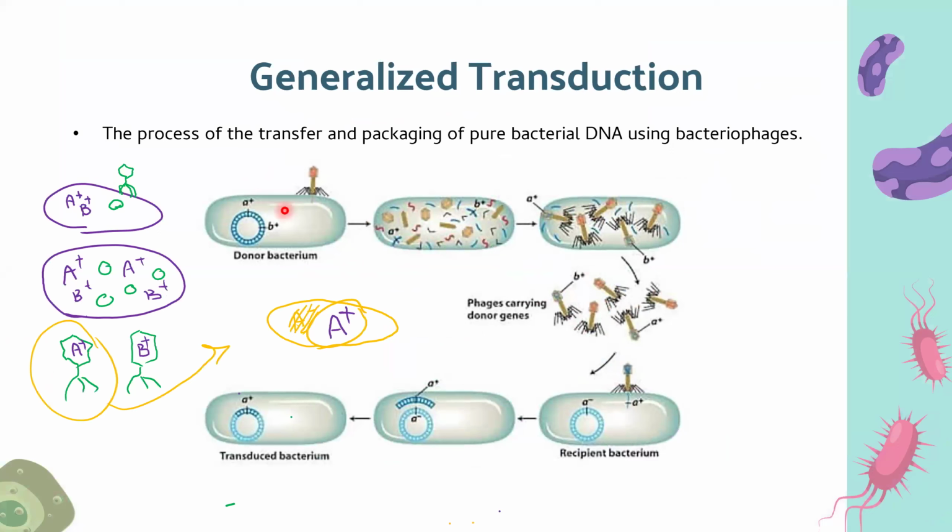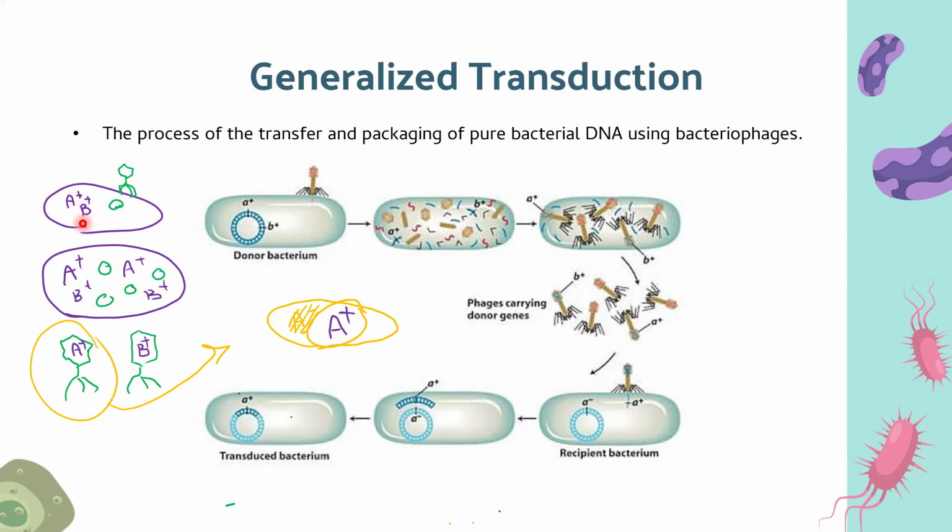So as I was saying, for generalized transduction, I have a donor bacterium that gets infected by a bacteriophage. You don't need to apologize. I'm here to help. This is the whole reason we're hosting this session. I will repeat things 1,000 times if I have to. A bacteriophage is going to inject its DNA into a donor bacterium. Let's assume that this donor bacterium has genes A plus and B plus.